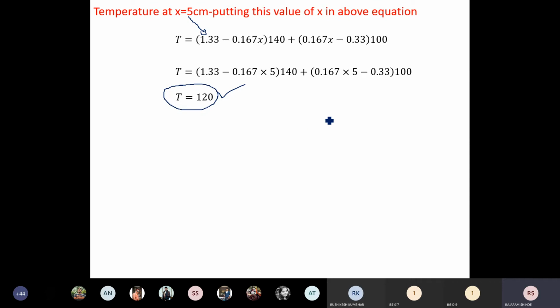Now, after getting this temperature, it can be asked at any location. These are very simple problems. And if you get this one dimensional, you can get two dimensional, three dimensional. It is very simple, it is same as this one. Just one more coordinate will be added. Okay. Are you getting this?